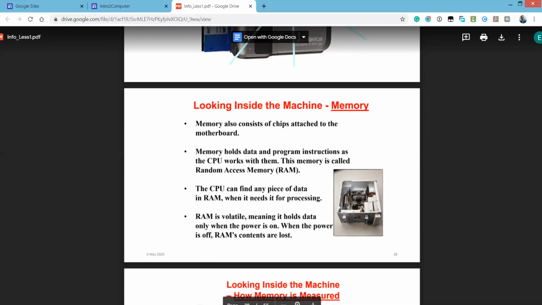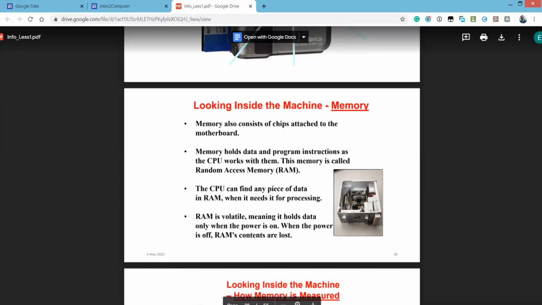So it says like this: memory holds data and program instructions as the CPU works with them. The memory is called the random access memory. We have different kinds of memory, but we are specifically talking about the random access memory. It holds data temporarily while the processor works, and when it's needed, the processor goes to the memory, takes it, and then uses those data to work. All these things happen without your knowledge, in the background, so you wouldn't know what is going on. All you know is just click and you get your results. But there's a lot more that goes on behind the scenes before they are displayed.